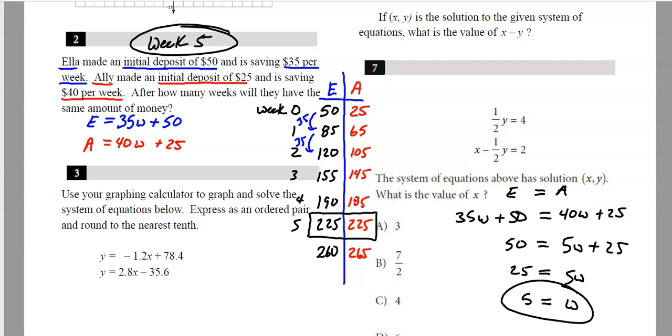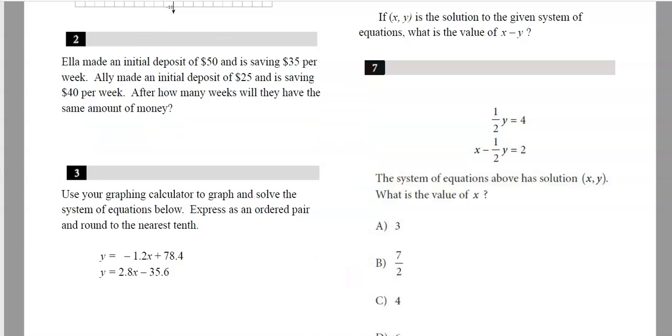All right, next question. Looks like we're number 3. Use your graphing calculator. So let me fire up the old graphing calculator here.